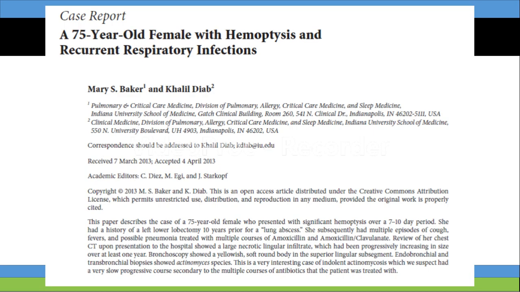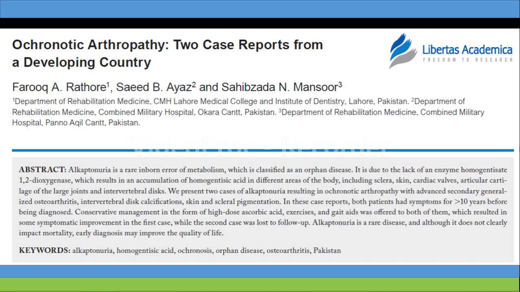Now the second thing is the abstract, and again, please give some time to making a good abstract as well. And abstracts, as you know, are of two types. It could be structured or unstructured. Unstructured means that it's just like a paragraph. It does not follow a structure. So as you can see, this case report on a 75-year-old female with hemoptysis and recurrent respiratory infection has an abstract in the form of a 7 to 8 line paragraph. So this is what we call an unstructured abstract.